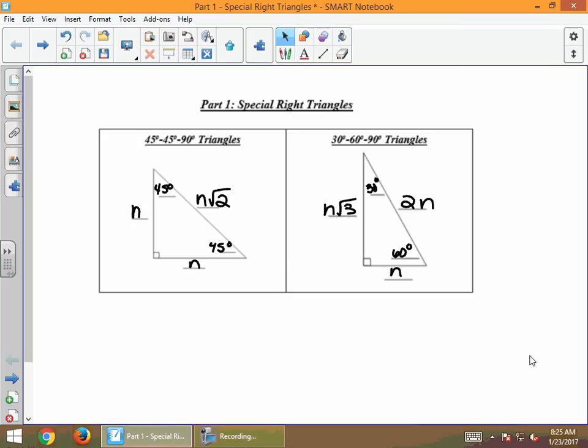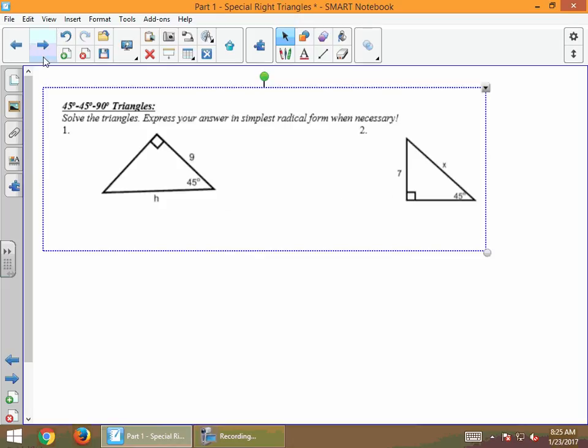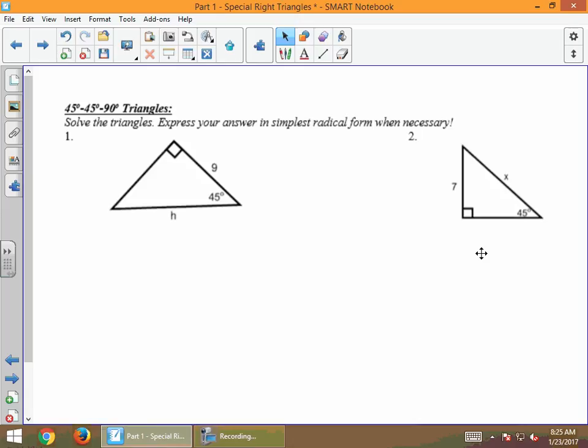So we look at these first set of examples. We're going to look at some 45, 45, 90 right triangles. We know it's a 45, 45, 90 because one angle is 45 and another angle is 90. That automatically means this other angle is going to be 45 degrees.